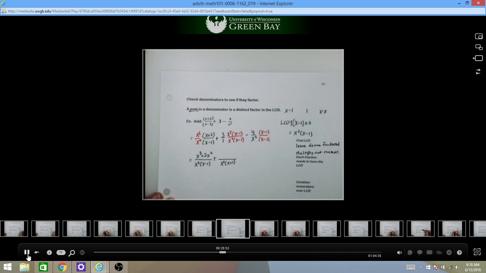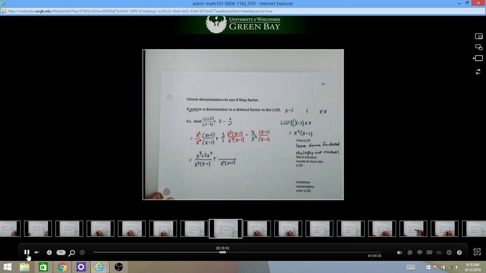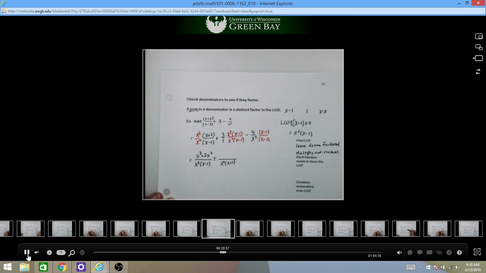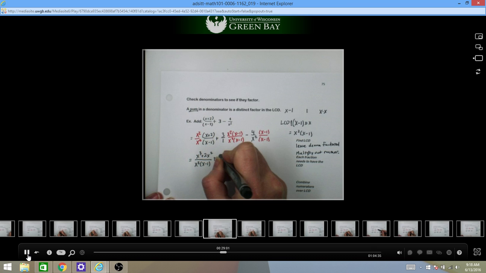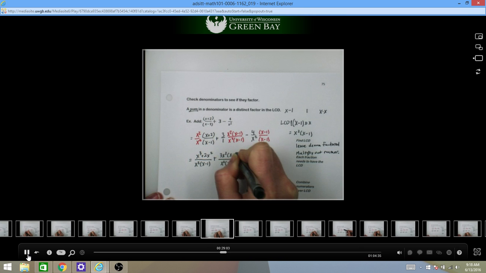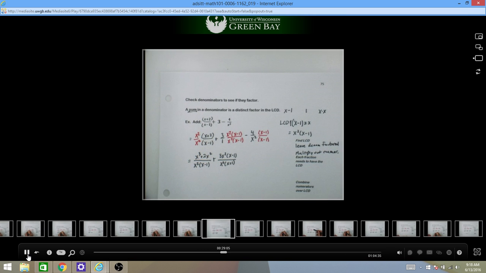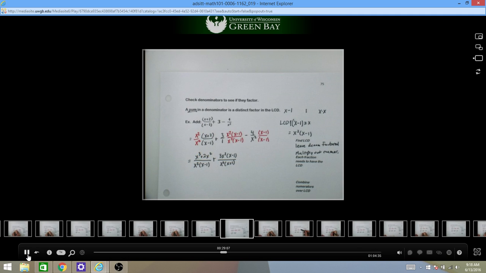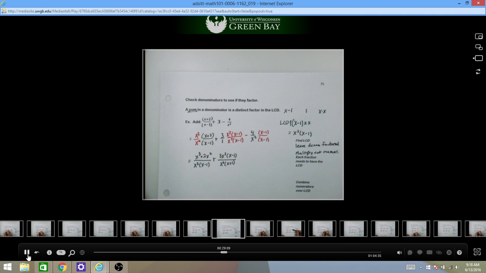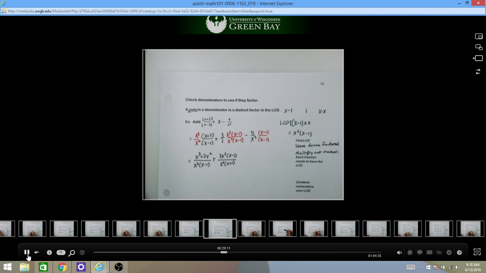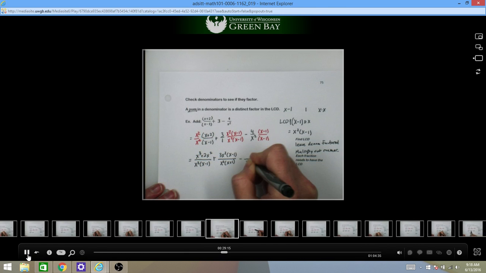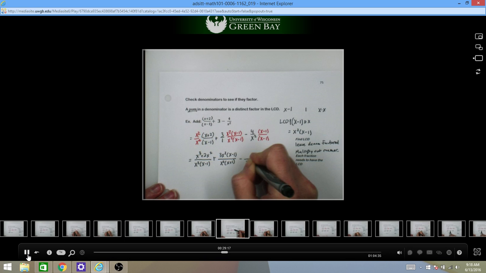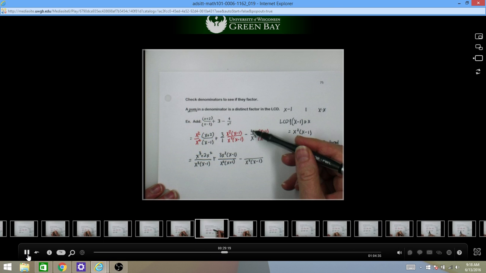In the second term, you have a 3x squared to distribute. So 3x squared, you'll have to multiply that out times x minus 1. You could do that in one step if it's easier for you, or if it's too much going on, just wait and do it in another step. And then we're going to subtract. We'll have x squared times x minus 1. And in the numerator, I distribute the 4. So you have a 4x minus 4.